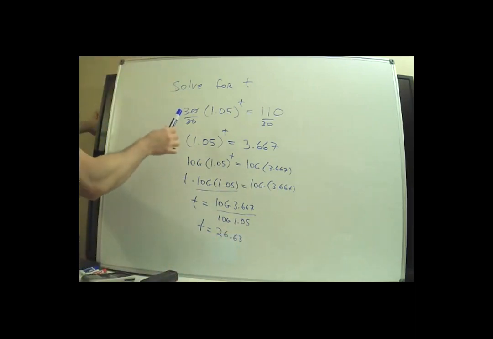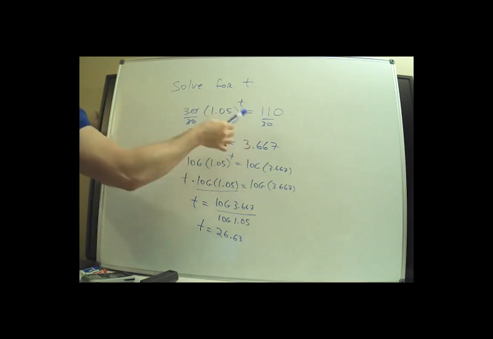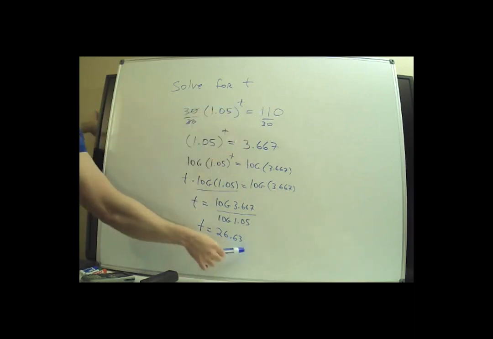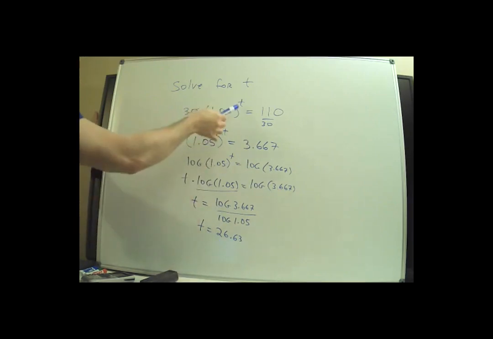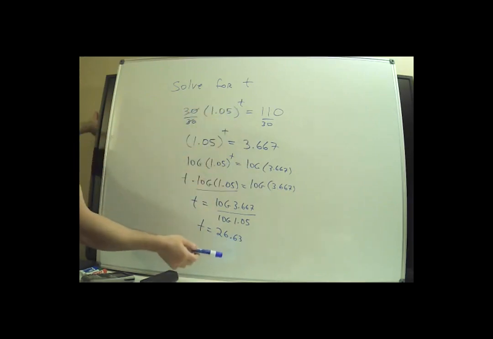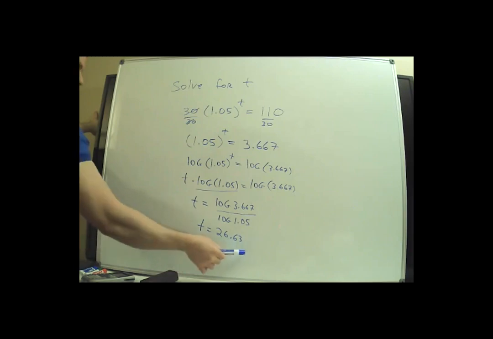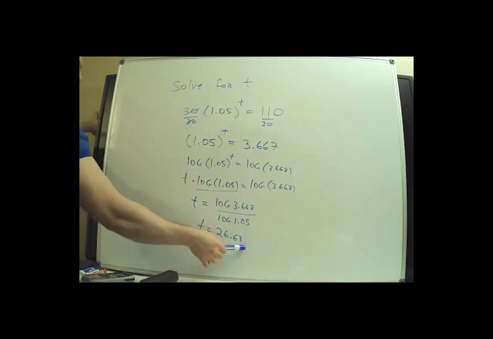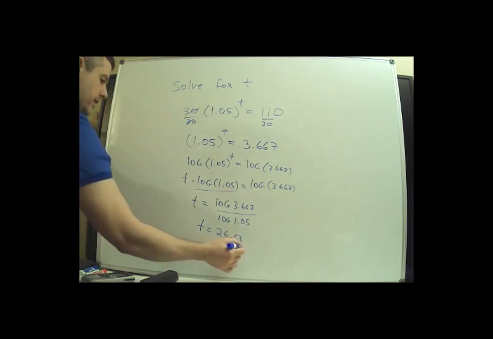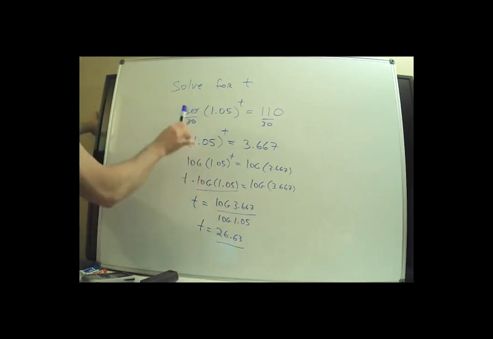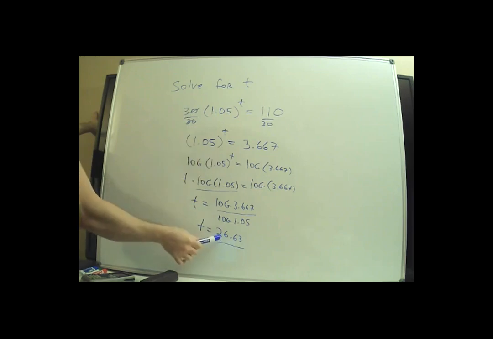Well, if I said you started off with 30 bacteria and it grew to 110, and I want to know how long it took, this is how long it took. It might be hours, days, weeks, months, depending on what they told you. So this would be 26 hours or 26 days, whatever it is. This is the amount of time it took you to go from 30 to 110. So if something was growing at a rate of 5% and it started at 30, after 26 hours, say, or 26 days, it would grow to 110.